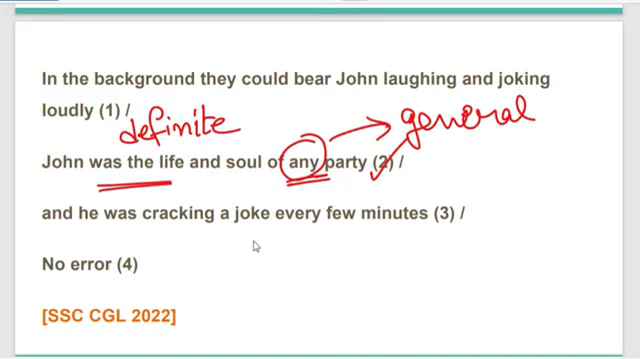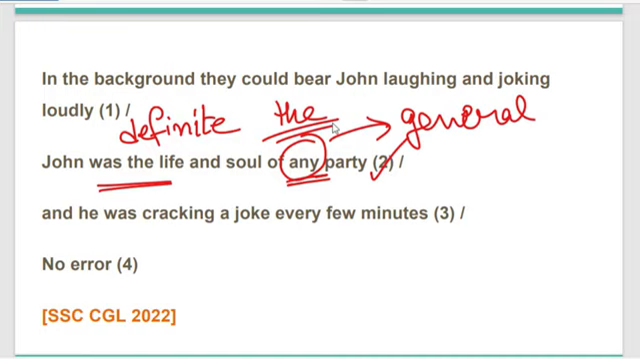John was the life and soul of the party, because we are talking of a particular party, and whenever we are making things particular and definite, we have to use the definite article "the" to make it specific and particular. So the correct sentence is, "In the background they could hear John laughing and joking loudly. John was the life and soul of the party, and he was cracking a joke every few minutes."